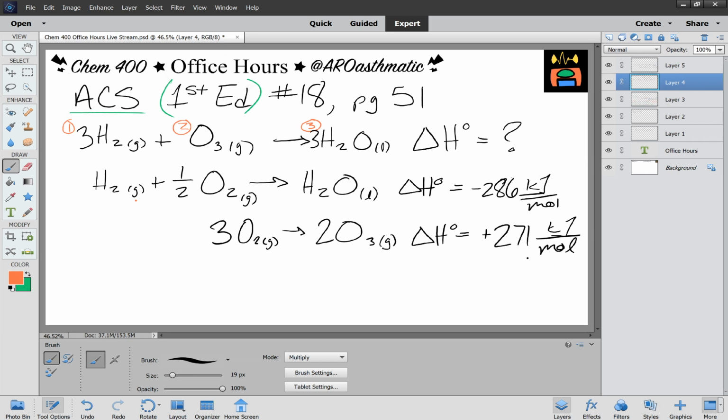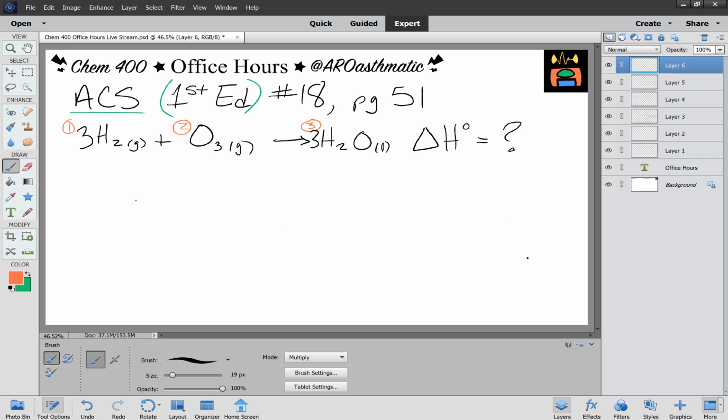So first off, I am going to find number 1, which is hydrogen. All right. You'll notice that hydrogen is already on the reactant side, but it has the wrong stoichiometric coefficient. So I need to take this reaction, there we go.